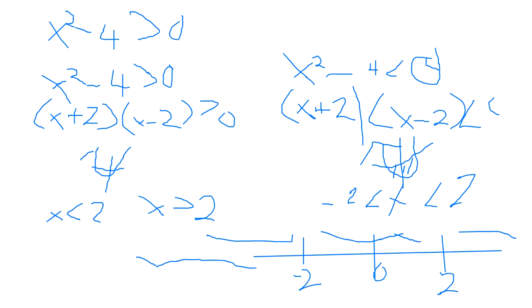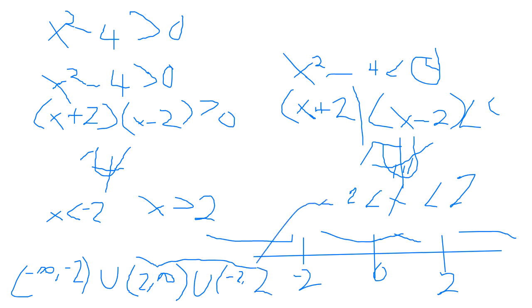So we have this one, you write your solution. Negative infinity to -2. Then you come, union, 2 to positive infinity. Union, -2 to 2 for this one. Can we see that?